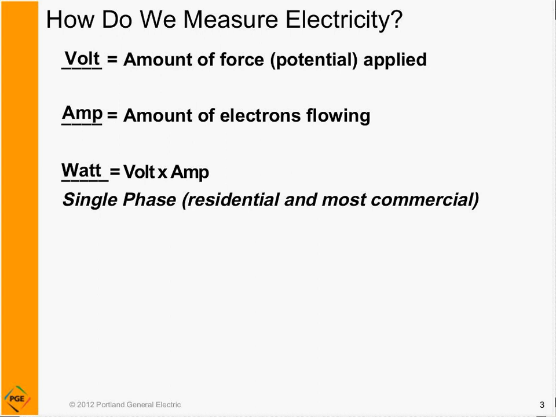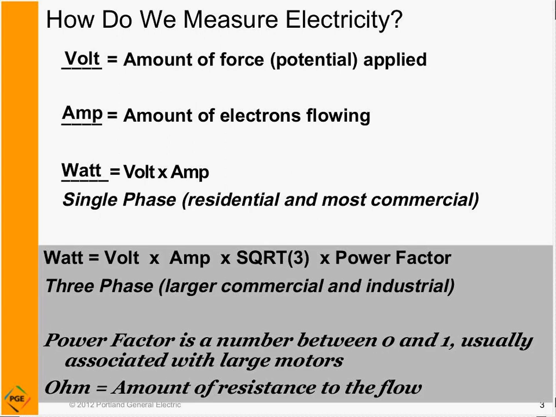Now, this is the formula for single-phase power. This is the most common. Almost all residential has single-phase, and most of the commercial has single-phase. There are a few terms that we won't discuss today, but I want to make sure you have them. If you have three-phase power, then you would have volts times amps times the square root of 3 times something called the power factor. This applies to some of the largest commercial and industrial customers. Mostly when they have large motors, there can be a power factor on the electric bill, and those might be some terms you hear about.